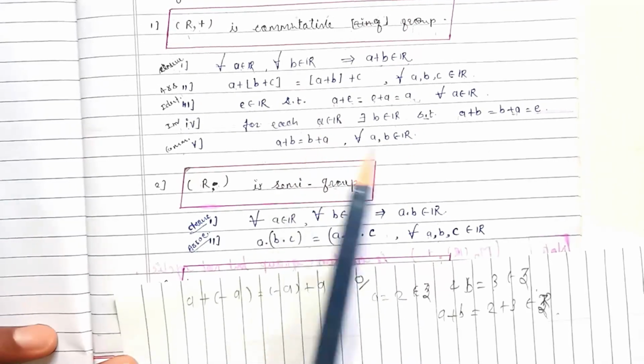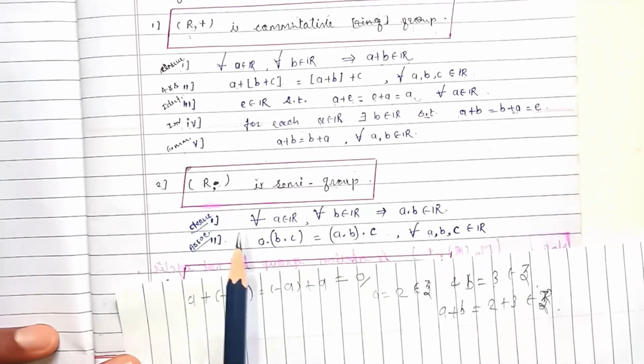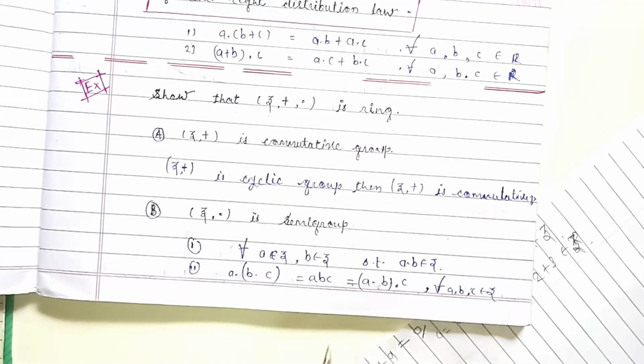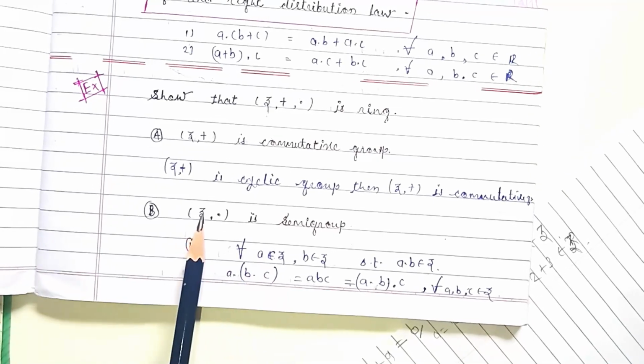So a plus b is equal to b plus a, it always holds. Okay, now for R, dot under multiplication, we have to show Z is a semigroup. For the property of a semigroup, we have to consider Z under multiplication.